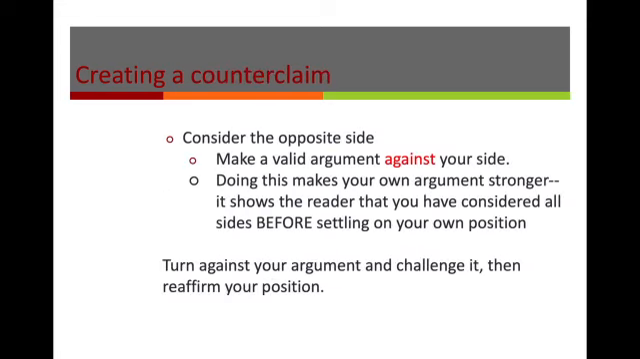A lot of times, if you can also consider the opposing point of view, you're going to create what is known as a counterclaim. That means you're making a valid argument against your side, but doing this will make your own argument stronger. It shows the reader you've considered all sides before settling down on your own position. So if you can attack your own weakest point and show why it's not a weak point, that is a counterclaim. You want to consider all points of view, including your own. Turn against your argument, challenge it, and then reaffirm your position.